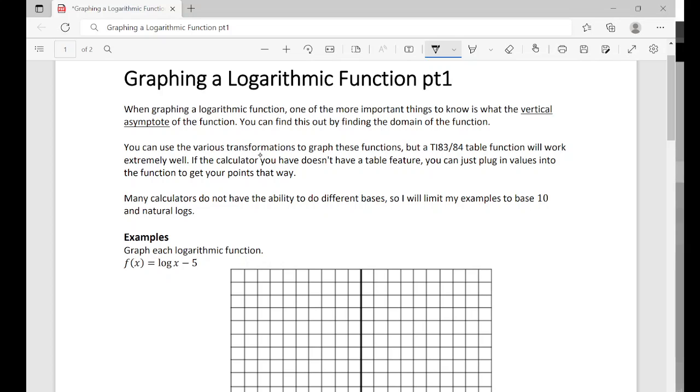You can use the various transformations to graph these functions, but a TI-83 or 84's table function will work extremely well. If the calculator you have doesn't have a table feature, you can just plug in values into the function and get your points that way. Now, many calculators do not have the ability to do different bases, so I'm going to limit my examples to base 10 and natural logs.